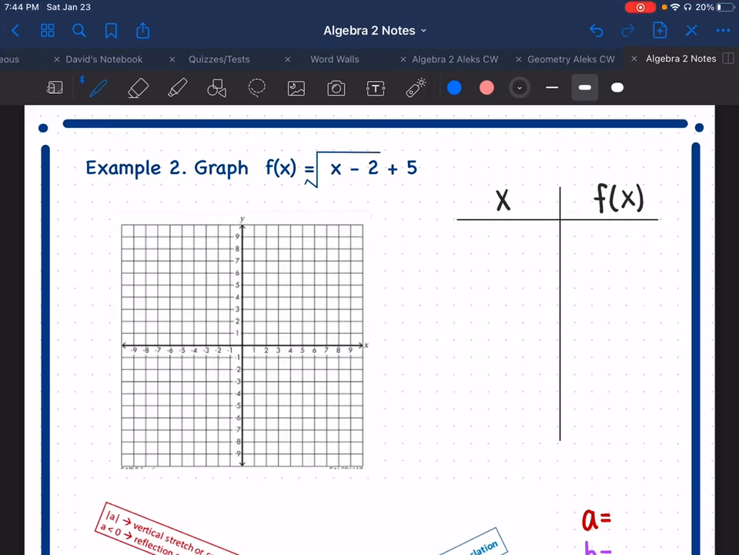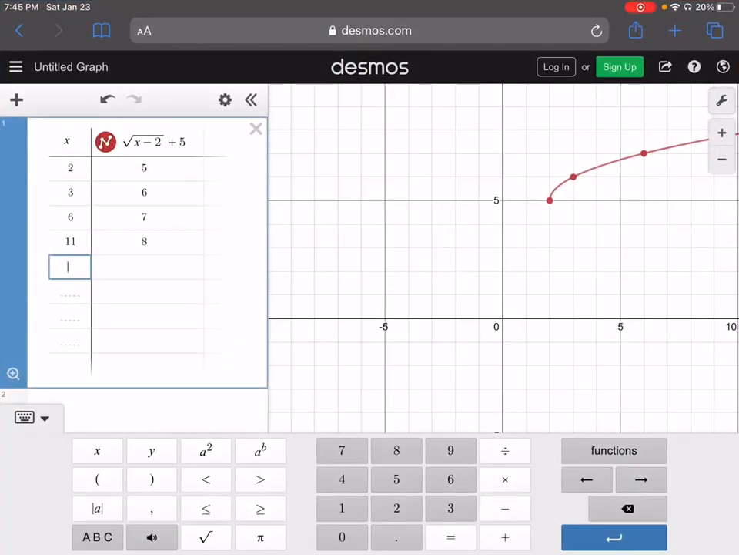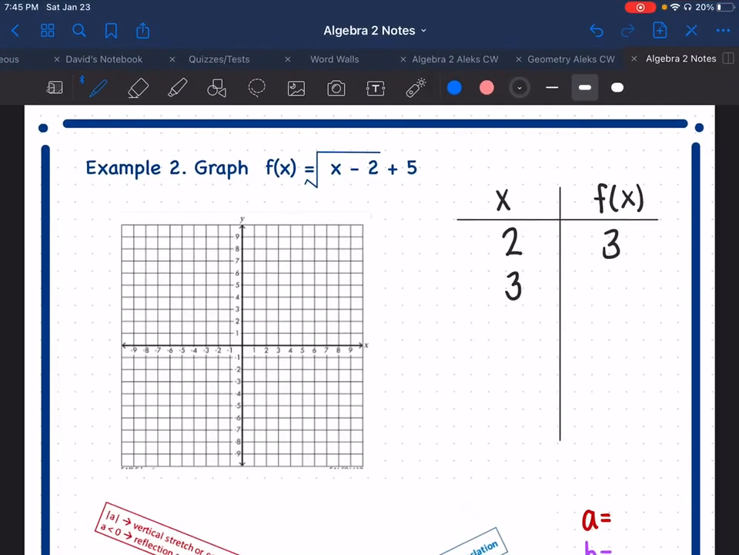And those points were 2 comma 3, 3 comma, oh shoot, I didn't write them down. Let me see. 3 comma 6, 6 comma 7, and 11 comma 8. Oh, I should have had that memorized, guys. I'm so sorry. 3 comma 6, 6 comma 7, 11 comma 8. Okay, so let's go ahead and plot them so we can see what this function looks like. There we go. Did I do that right? And then, of course, I can't quite get to the 11, so there we go.